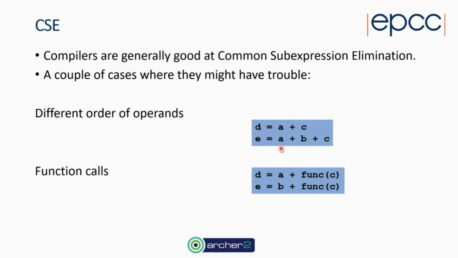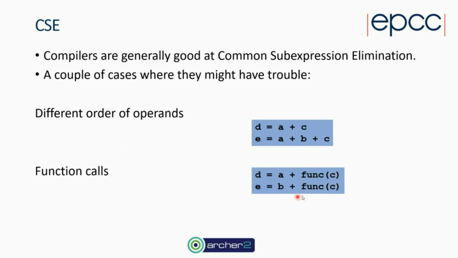But compilers do struggle a little bit in this sort of common sub-expression removal if you've changed the order of your operands between the calls. So if you can write it in such a way that makes it easy for the compiler to see, or indeed just change the code, so d equals a plus c, e equals d plus b, that will be a more efficient piece of code.